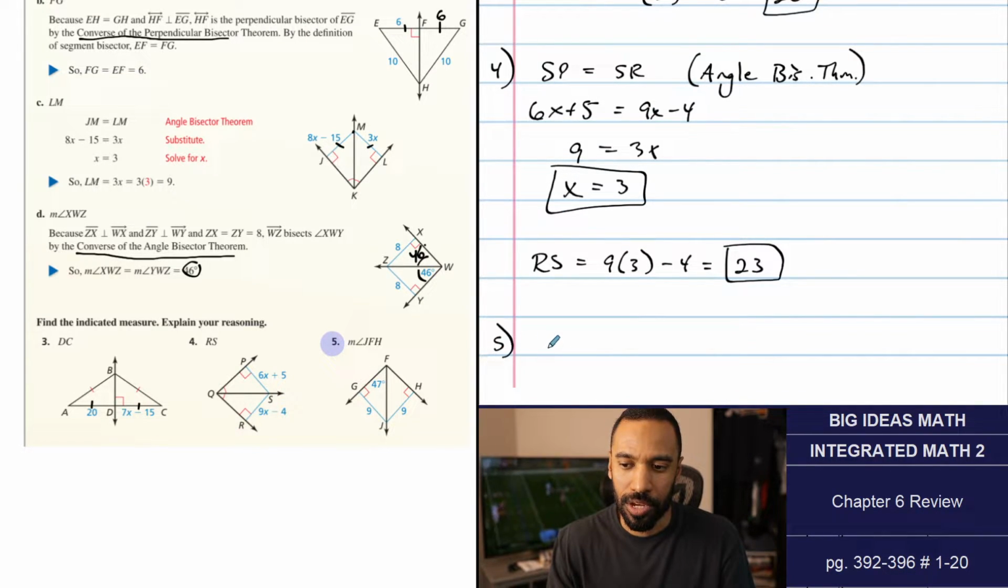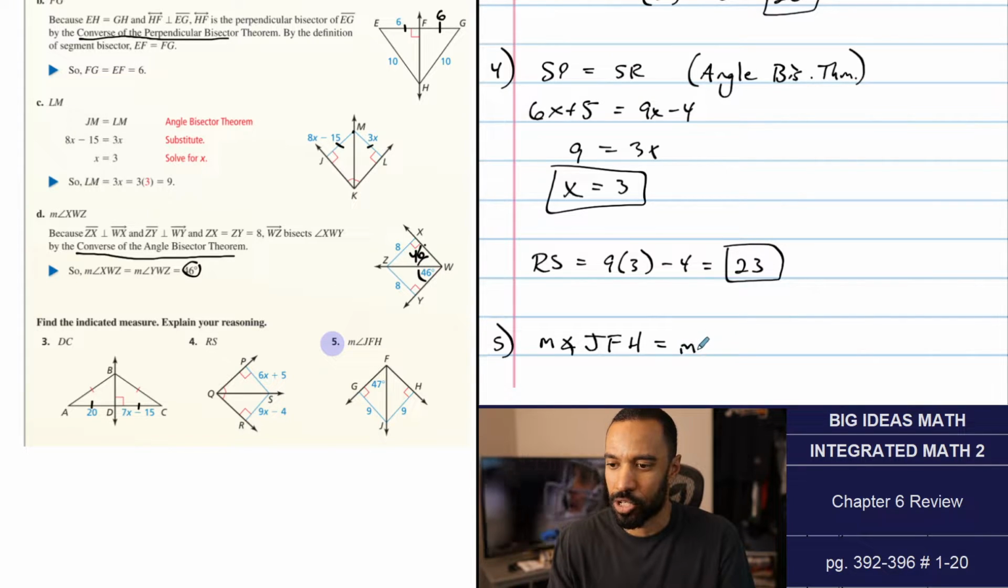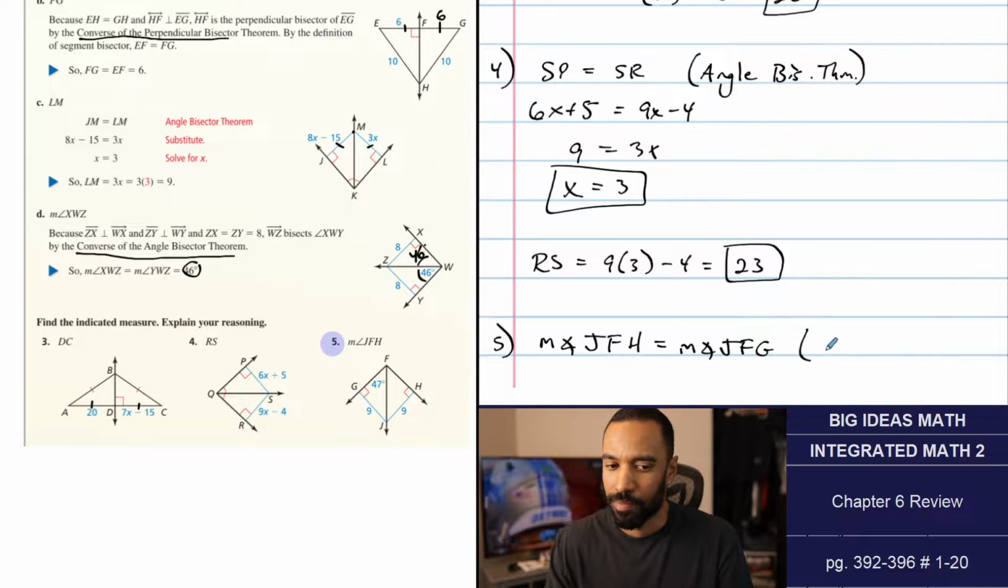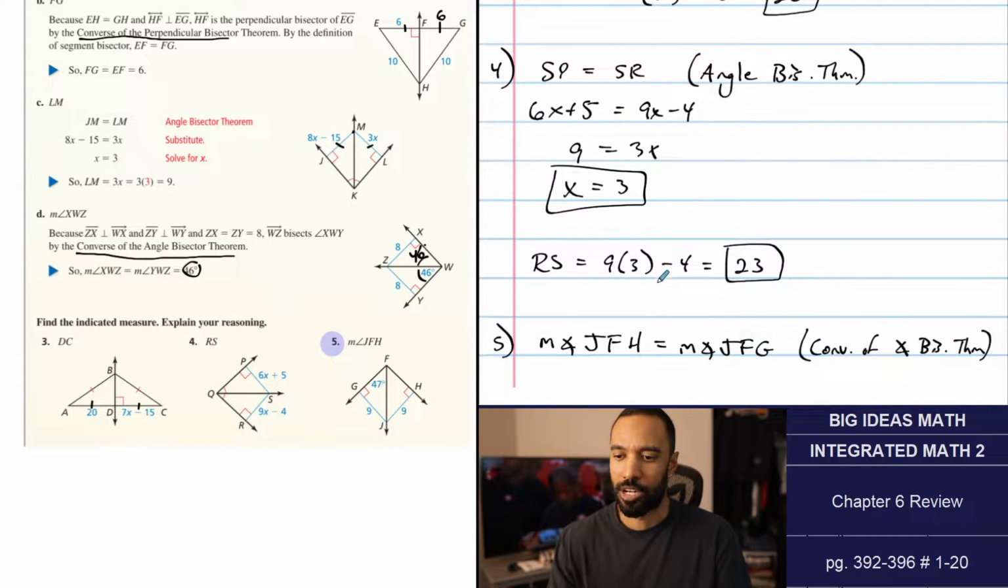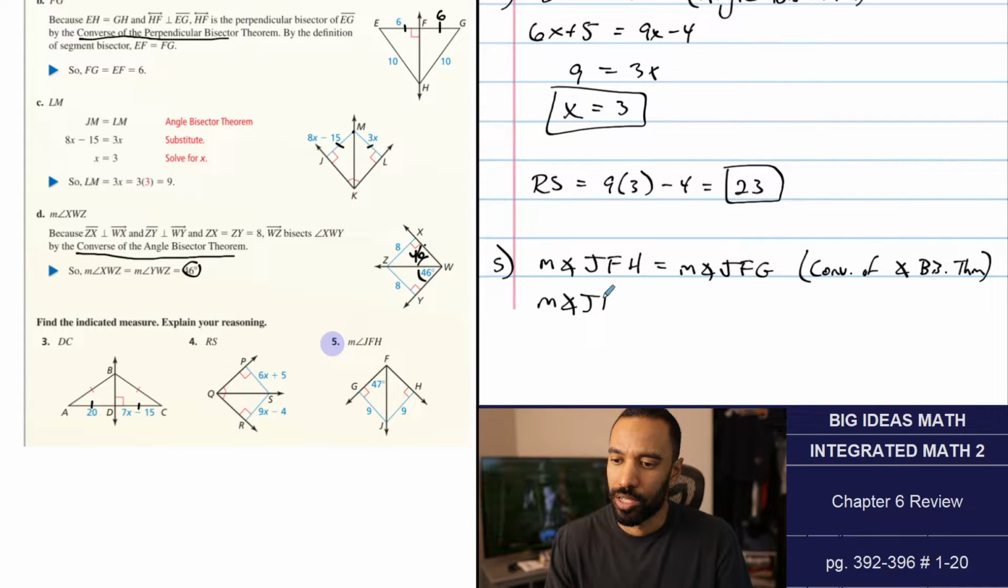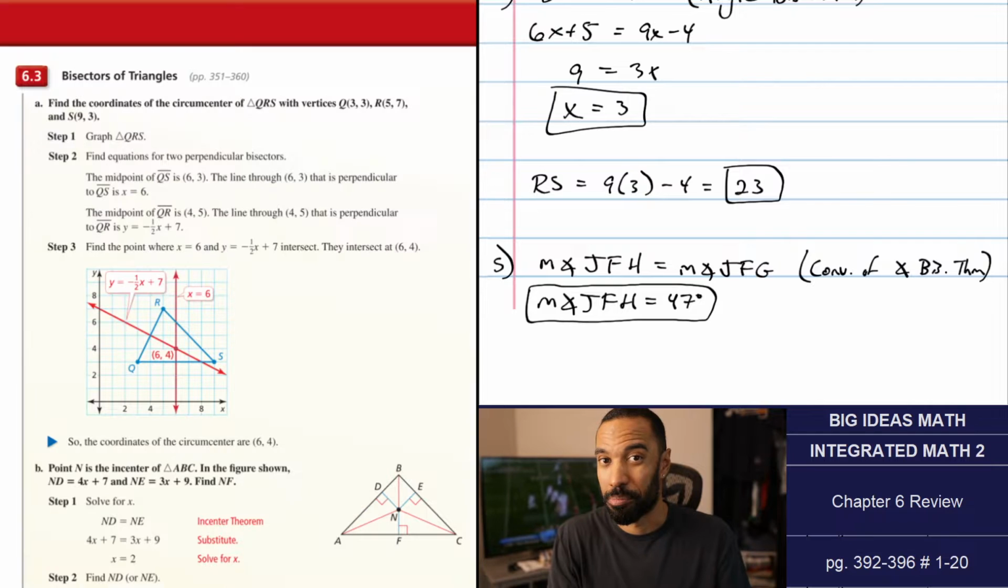Given they want a reason though. So the measure of angle JFH is the same thing as the measure of angle JFG by the converse of the angle bisector theorem. Therefore, the measure of angle JFH is 47 degrees. Don't forget the degree symbol. Okay. We're good to go. A lot faster than the proofs, huh?